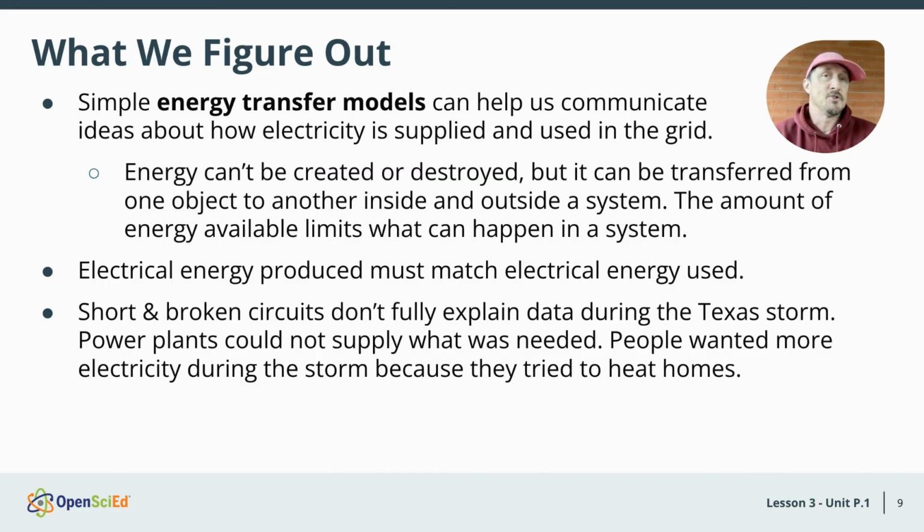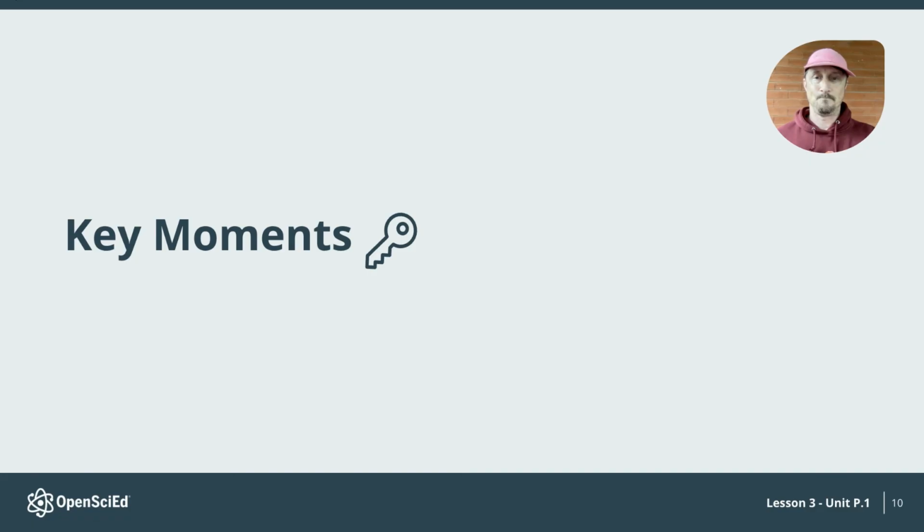So, in summary, we figure out these energy transfer models can say a lot. They can show conservation of energy, and they show the amount of energy limits what can happen in a system. From the graphs, we see that the production of electrical energy must match the electricity used. And we see spikes during the storm because people needed to heat their homes. However, power plants couldn't supply enough energy, which we think is part of the reason why people experience blackouts.